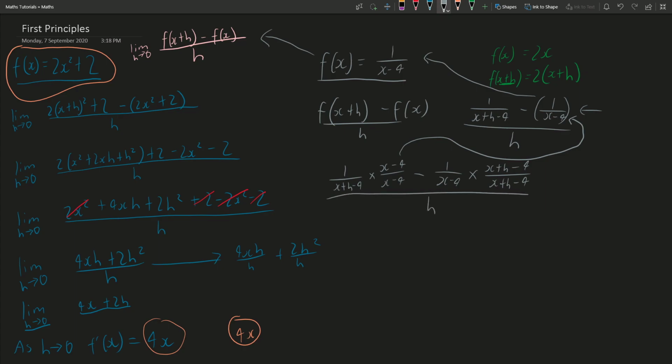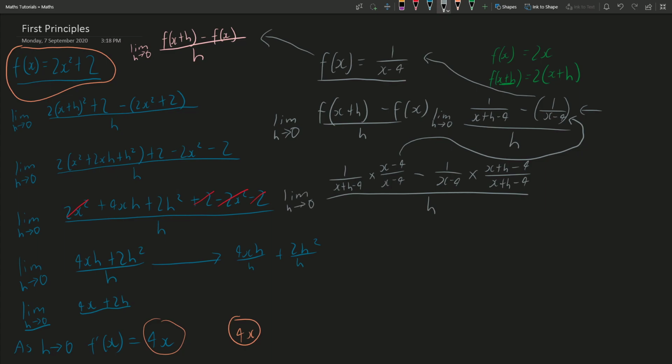Now, you may have already seen a problem with this, an error that I've made actually, and that's that I've forgotten to put limit as h approaches 0 on all of these. So don't be like me, make sure you remember to put your limit h approaching 0 so you don't lose a mark there. There we go.